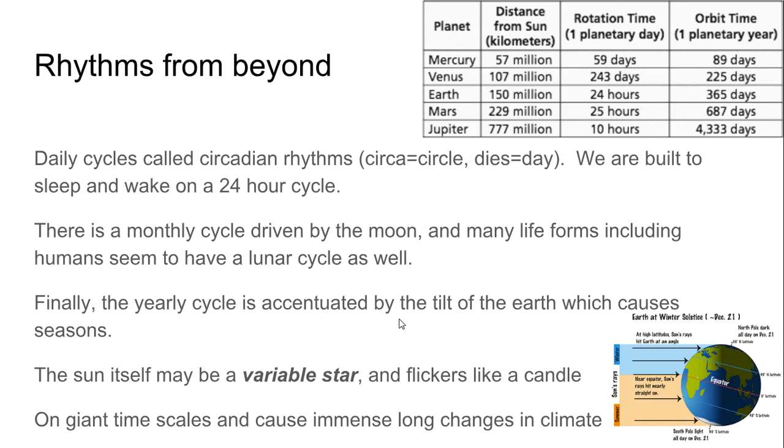The scary part is the sun could be a variable star and flickers like a candle. When the sun flickers like a candle, dinosaurs die.